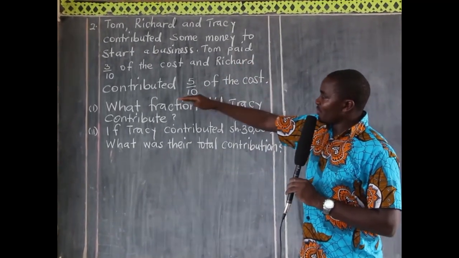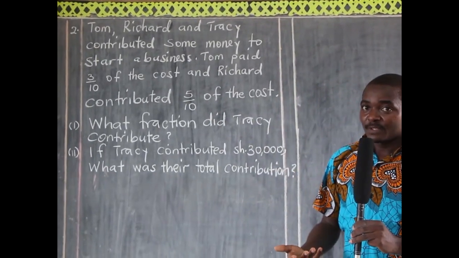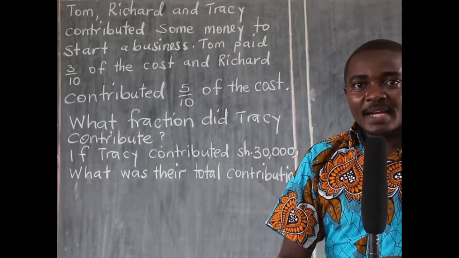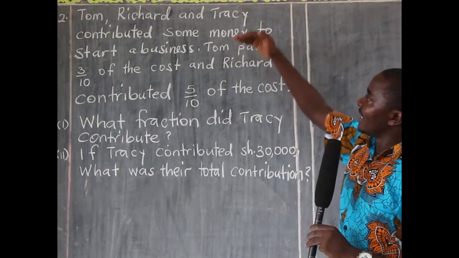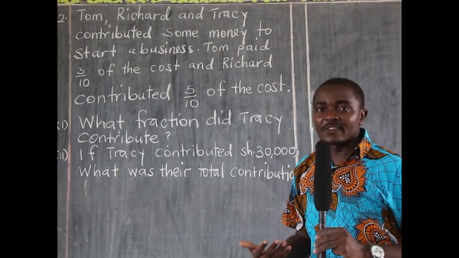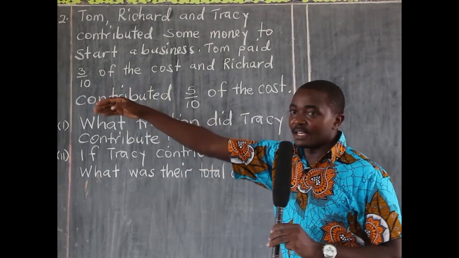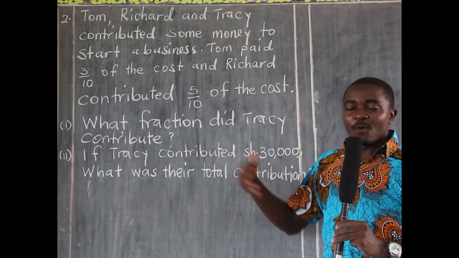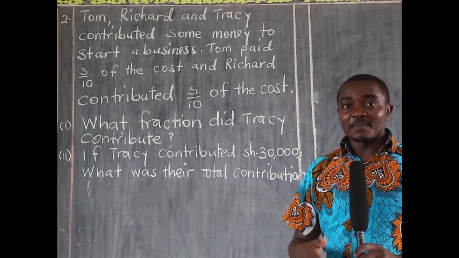And Richard contributed 5 out of 10 of the cost. So as you're reading a question, you are looking at someone and the corresponding fraction, and you ask yourself, what is this fraction for? When you look at 3 out of 10, what does it represent? When you look at 5 out of 10, what does it represent? That is something you must be very careful with when you're talking about fractions.